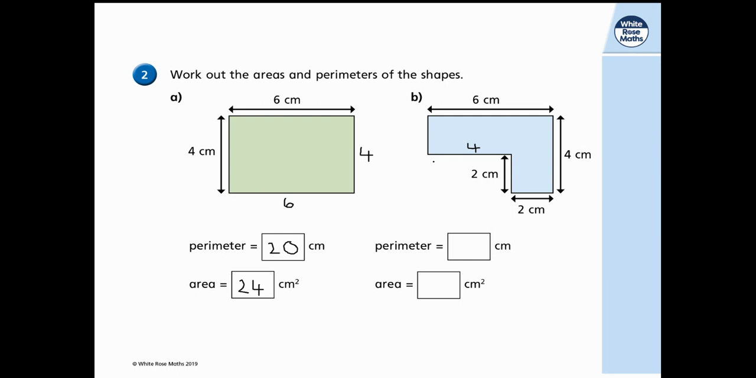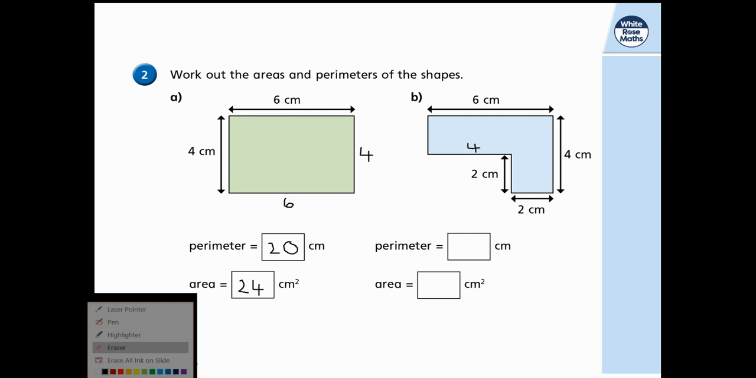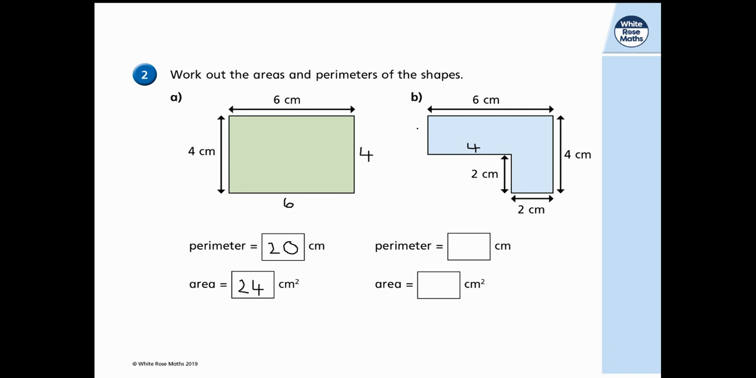Same thing here. If from there to there is 4 centimetres, and from there to there is 2, well, there would be 2 as well. Two add 2 is 4. So now I've got all the sides, I can add up the perimeter. So I've got 6 add 4 is 10, add 2, 12, add 2, 14, add 4, 18, add 2, 20. So it's the same perimeter. Now, when I work out the area, I haven't got any squares and I haven't got space here.